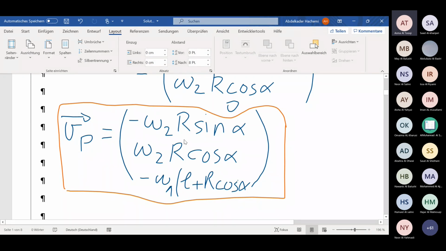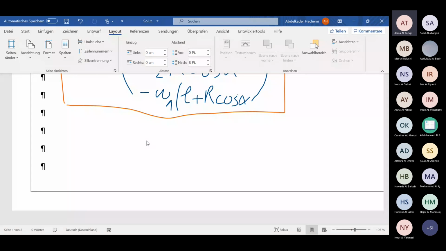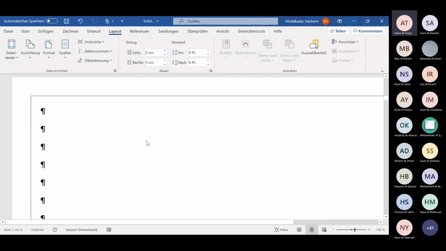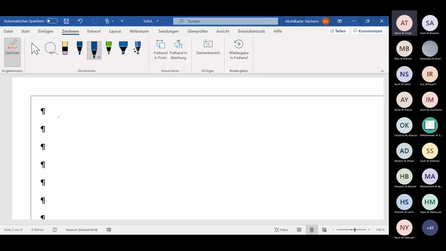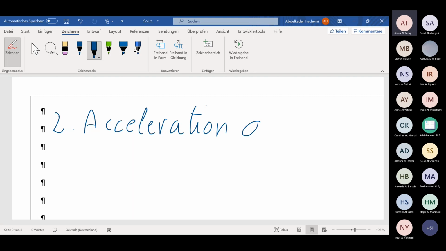Now the second question is here. Now the second is to determine the acceleration A of the point P as a vector. Okay, this is what is asked for.